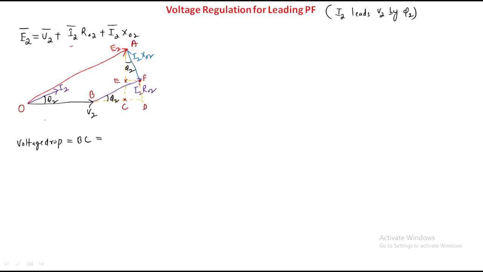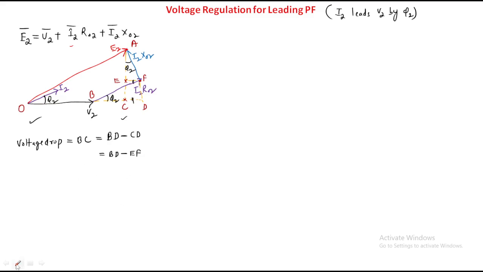So E2 minus V2 is nothing but what? BC only. This is the voltage drop from this point to this point of E2. E2 minus V2 is nothing but OB. So obviously the voltage drop is nothing but BC only. BC is nothing but BD minus CD, right? Therefore, what is the value of CD? Which is nothing but EF only. CD should be equal to this, magnitude is same.